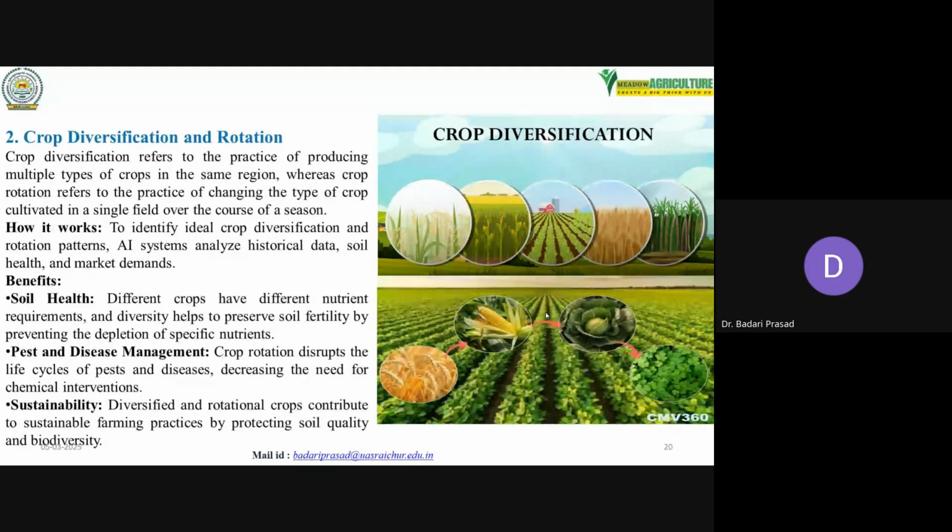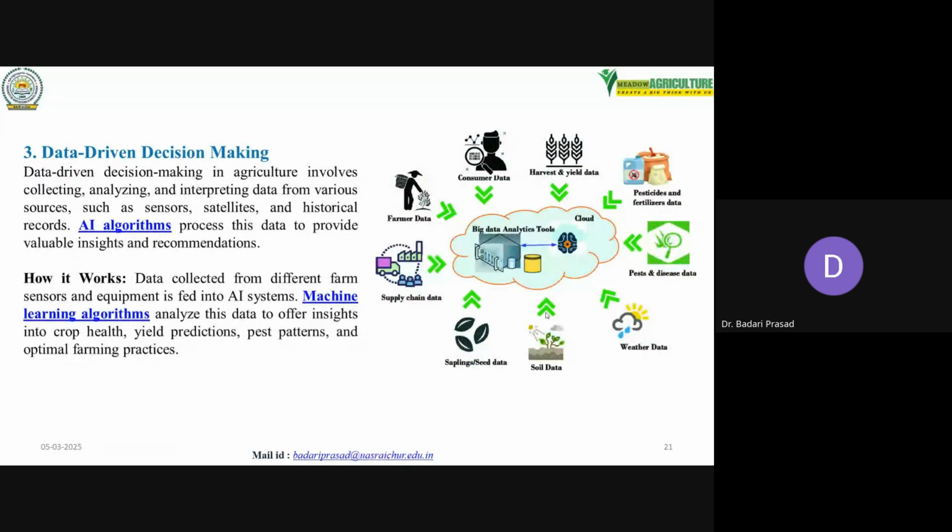So the benefits like soil health: different crops have different nutrient requirements, and diversity helps to preserve the soil fertility by preventing the depletion of specific nutrients. Pest and disease management: crop rotation disrupts the life cycle of pests and diseases, decreasing the need for chemical interventions. Sustainability: diversified and rotational crops contribute to sustainable farming practices by protecting the soil quality as well as the biodiversity. So these are the major advantages of crop diversification and rotation.